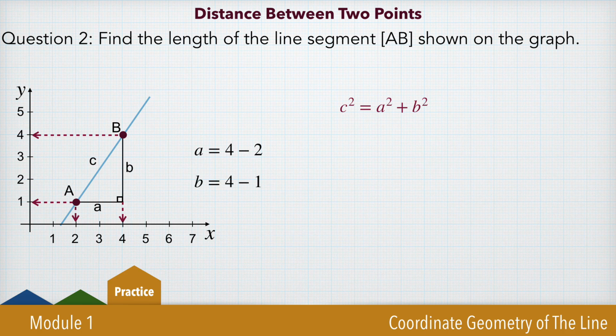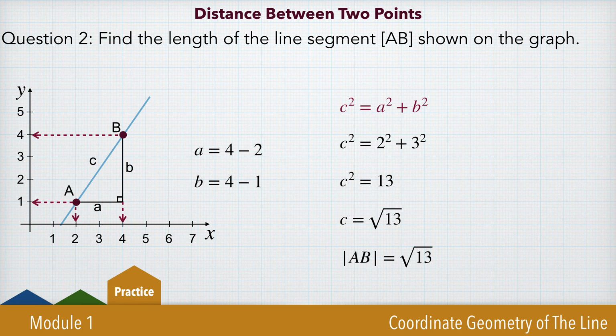Substituting these values into the equation gives us c squared equals 2 squared plus 3 squared. Simplifying gives us c squared is equal to 13. To find c, we must get the square root of the other side. So c is equal to the square root of 13. In this question, we do not need the plus or minus, as length is always positive. Therefore, the length of the line segment AB is the square root of 13.